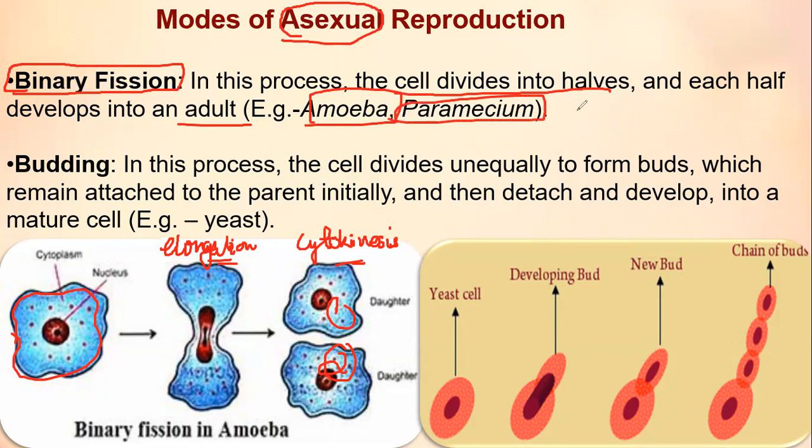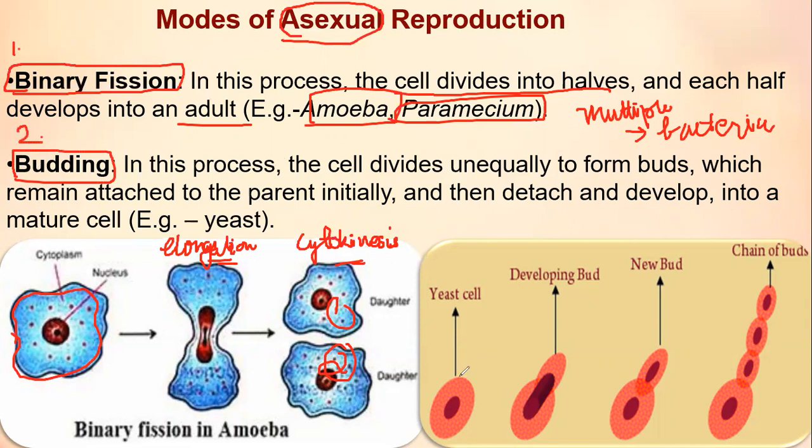These show binary fission. Then you have another type of fission, that is multiple fission. Multiple fission is shown by bacteria, plasmodium, etc. Then you have budding. So binary fission is number 1, budding is the second one.